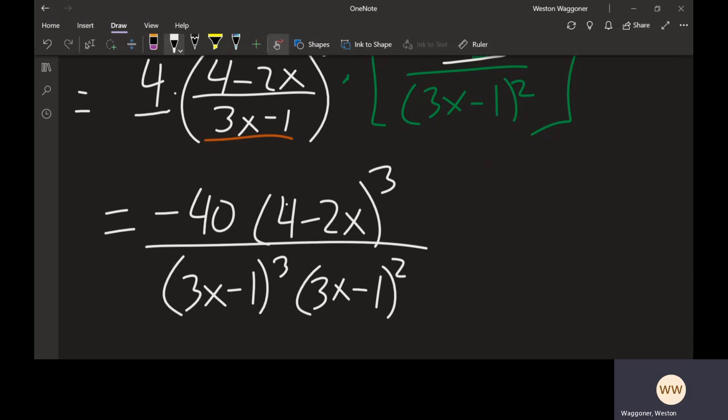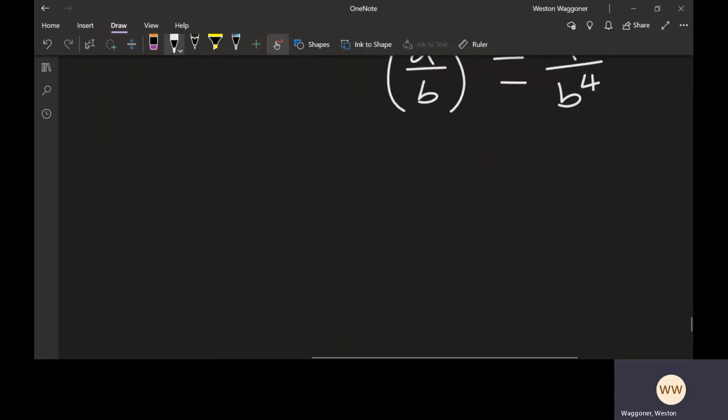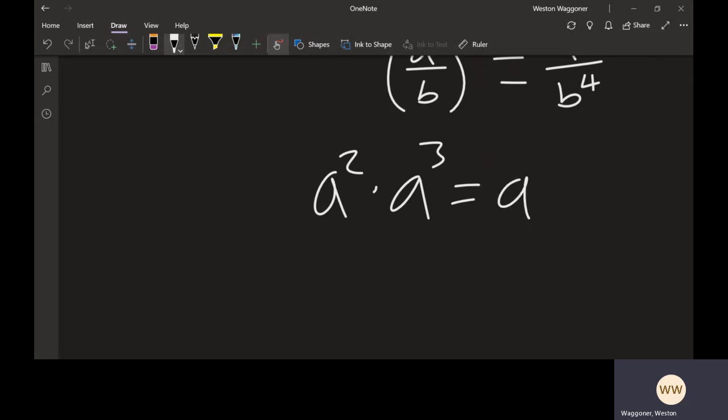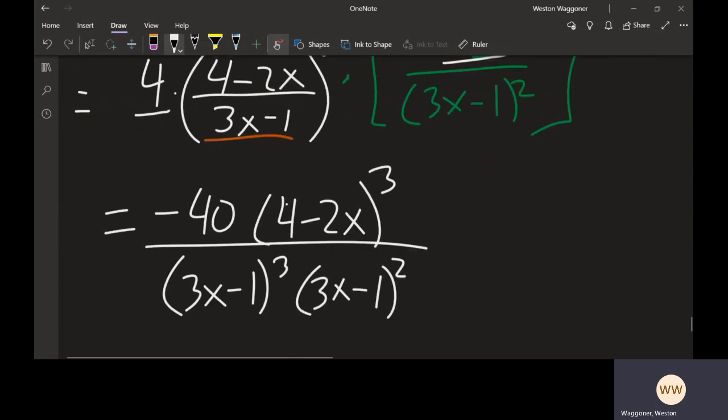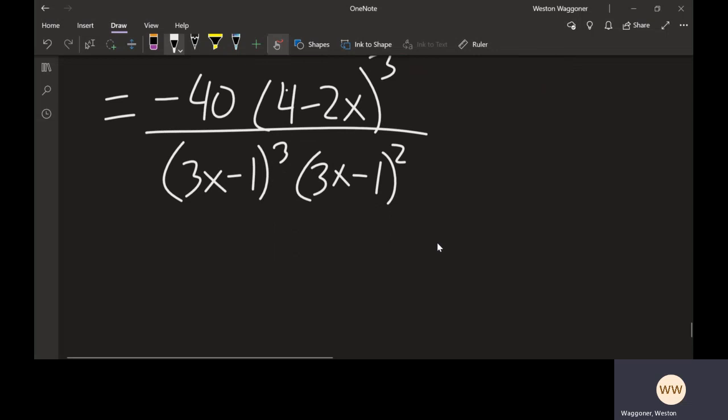Okay, now this is what I was saying. So when we have something like this, if we had a squared times a cubed, what we have is a to the 2 plus 3, because since these bases are the same, we're able to add the exponents and then get a to the 5th. So I know it may not be as obvious at first, but this 3x minus 1 is the same base as this 3x minus 1. So I'm going to combine those powers.